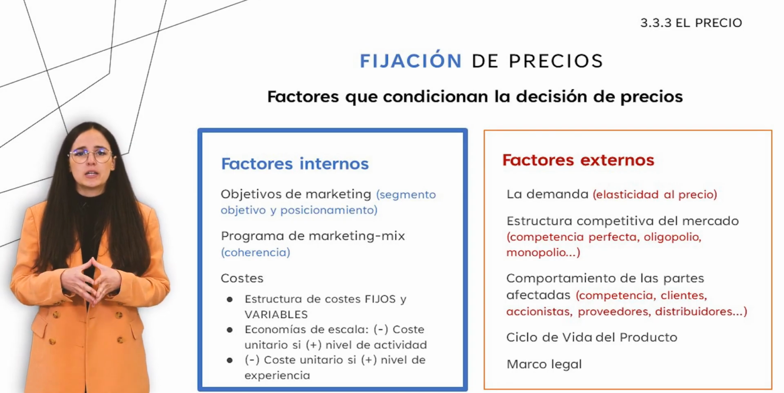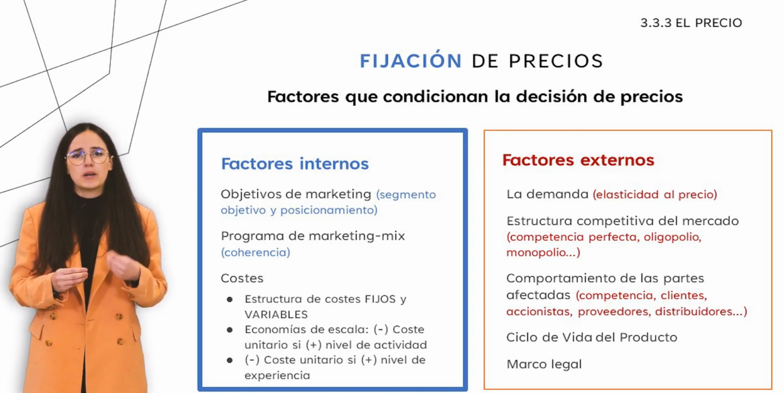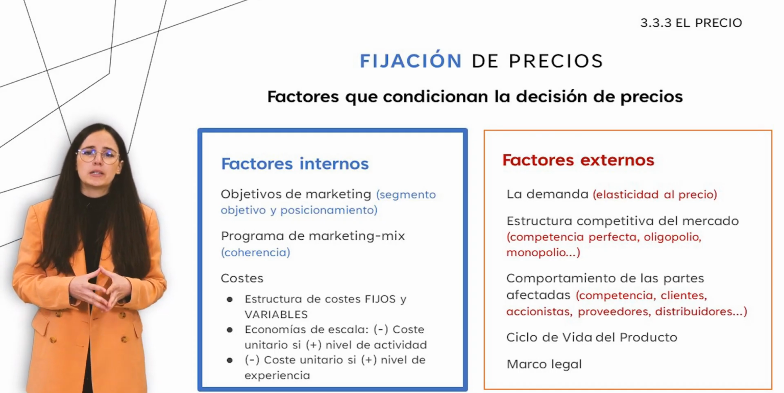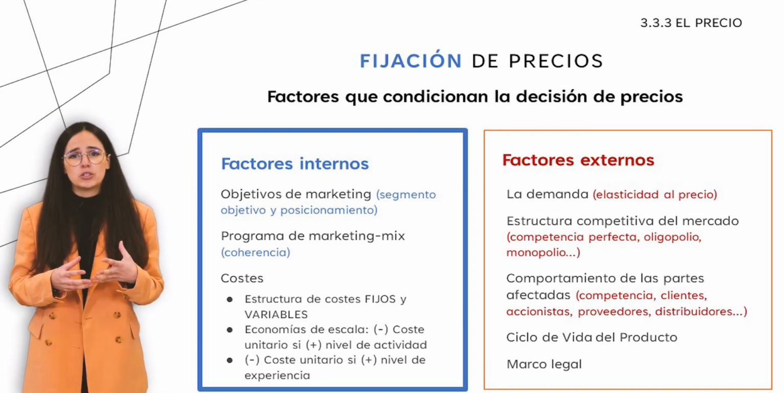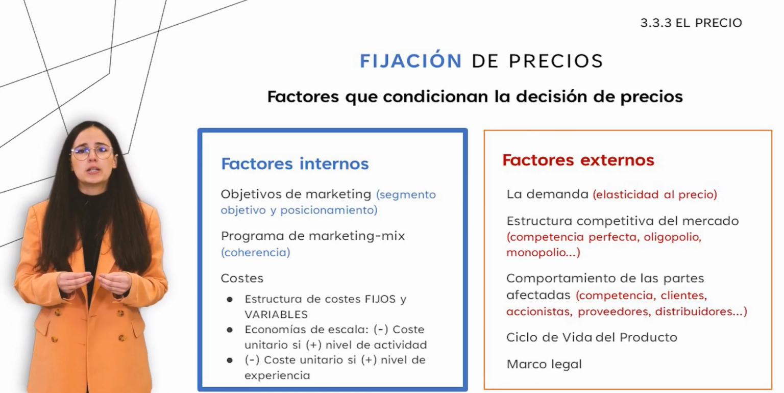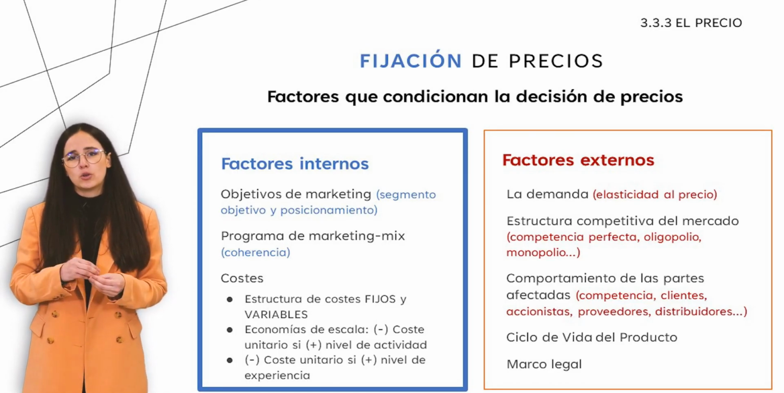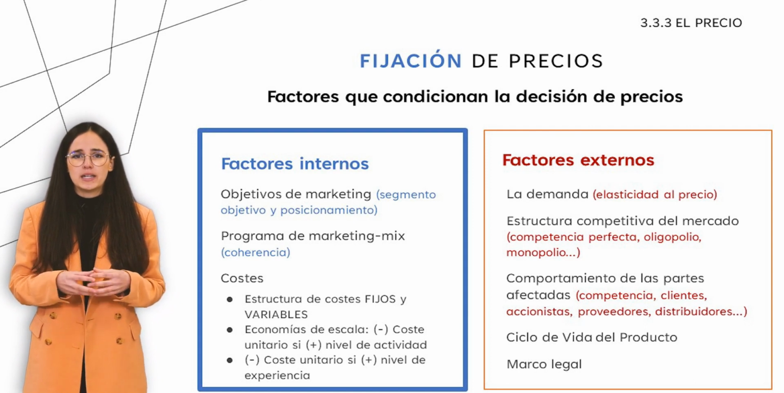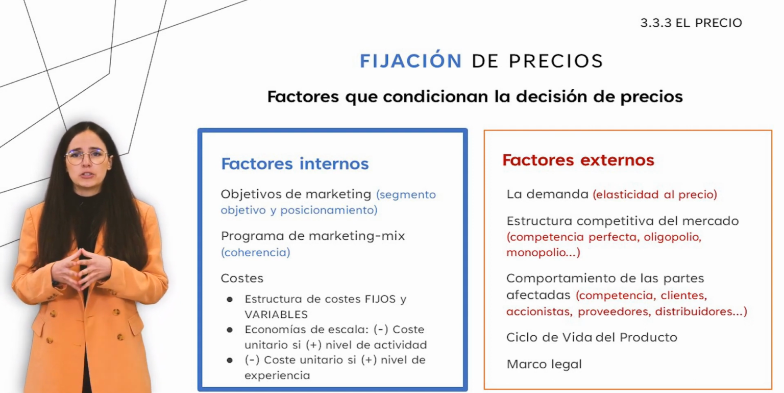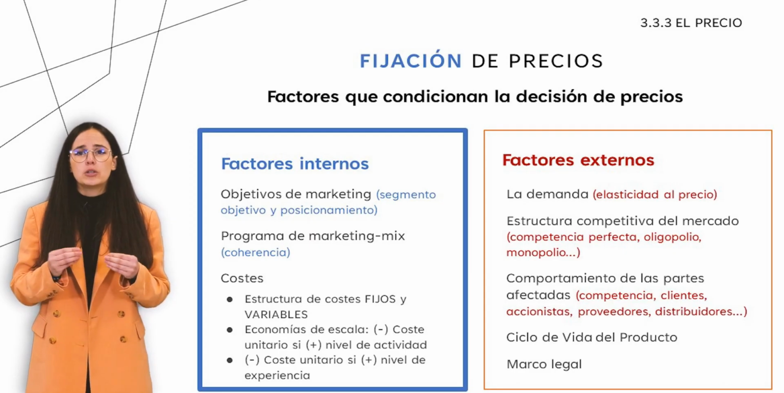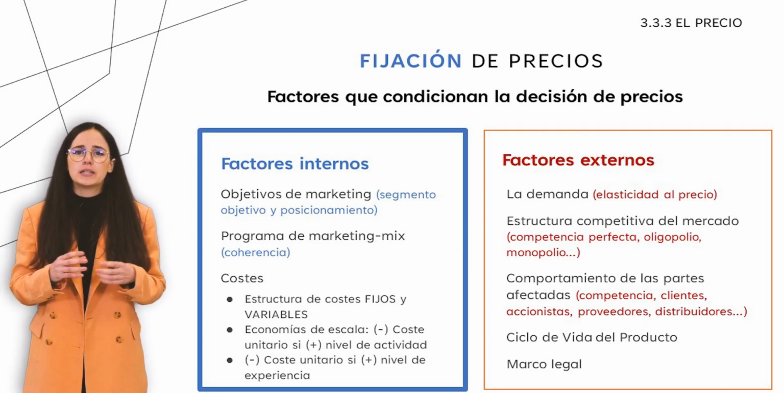Finally, we need to analyze our cost structure. So if we have high fixed costs, we will be more dependent on sales volume, which we will need to increase. On the other hand, if we have higher variable costs, the selling price will be more important to compensate for those costs. In the same way, as the level of activity and experience increases, I will be able to reduce the unit cost of the product and thus increase my margin.